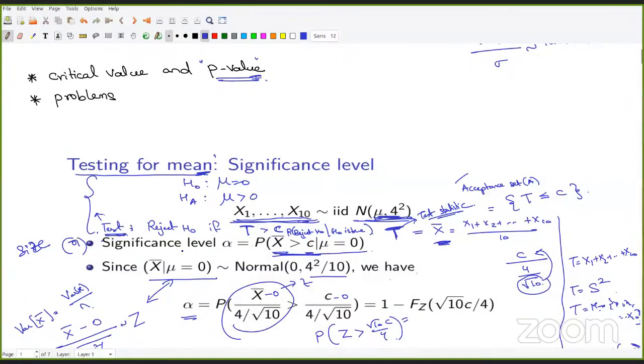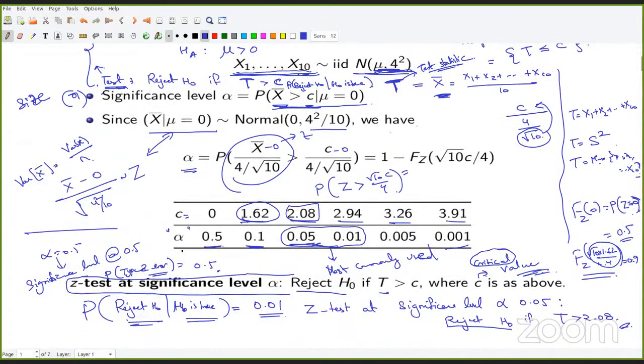And sir, that table we have to find by ourselves? Which table? That C alpha table. No, see, if we give you alpha, you know how to find C, right? So that is what you have to do. We have taken different cases. That's it.